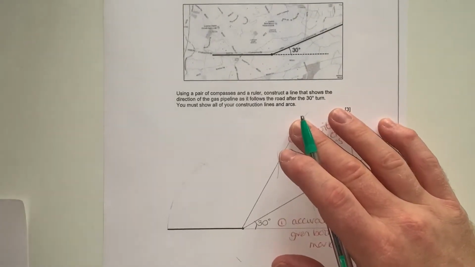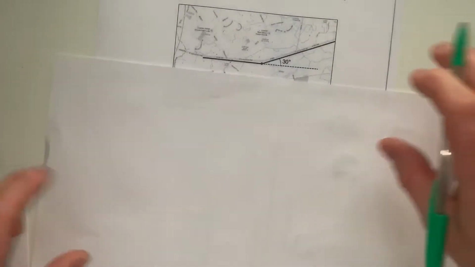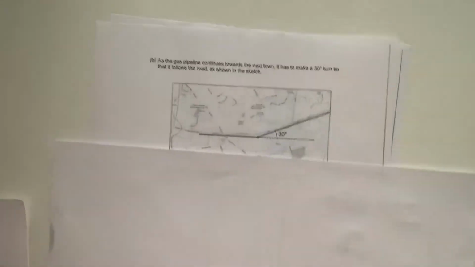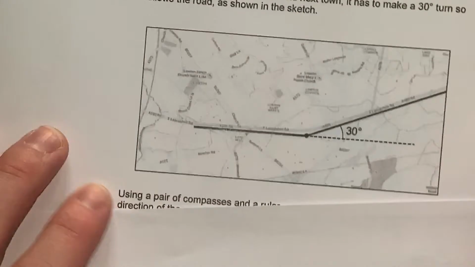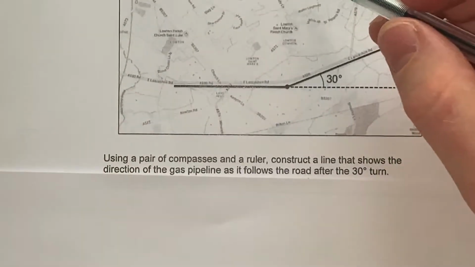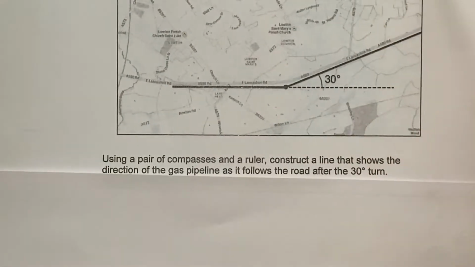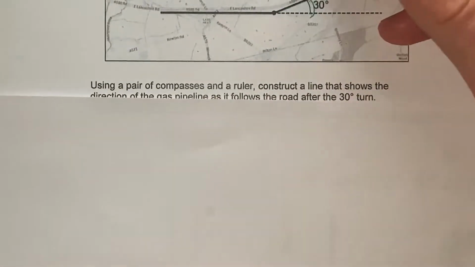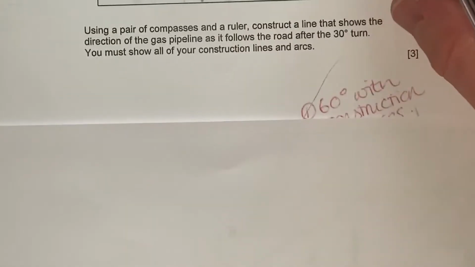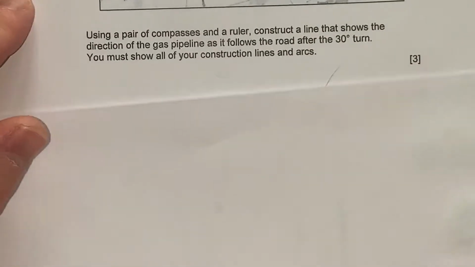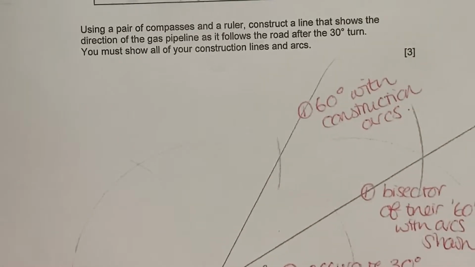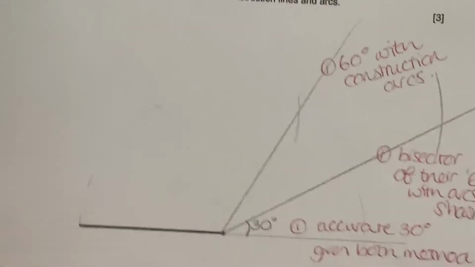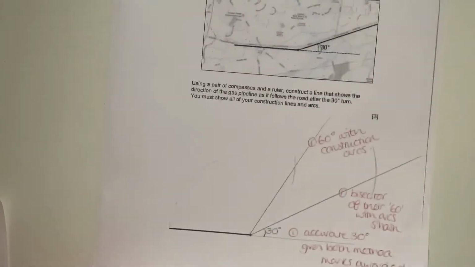All right, next question. I believe this is the last question on the paper, guys. As the gas pipeline continues towards the next town, it makes a 30 degrees turn so that it follows the road as shown in the sketch. Use a pair of compasses and a ruler to construct a line so that it shows the direction of the pipeline. So let's have a little look at what we have done here. Little bit tricky one to finish, guys.